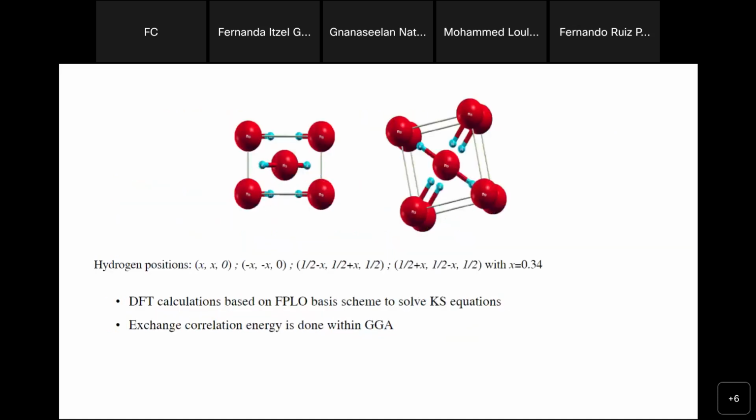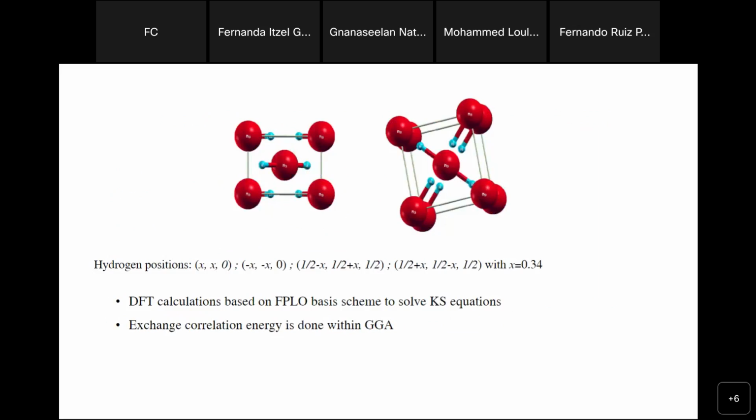Magnesium hydride crystallizes in the rutile structure where the magnesium atoms are located in the corner of the structure and in the center. The positions of the 4 hydrogen atoms are given as follows, where x equals 0.34.